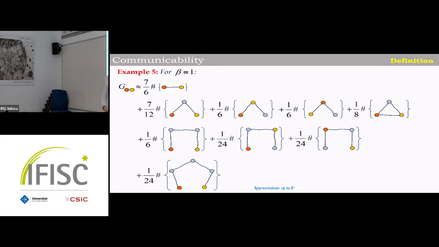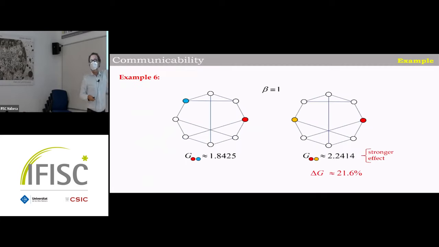I have made a truncation here to the A to the power 4, but if you continue, what you are going to realize is that you are counting the participation of these two nodes in all the subgraphs that exist in the graph, giving more weight to the shorter ones than to the longer ones. Then immediately we can answer our original question, and we can say that this particular pair of nodes is more communicated than this particular pair of nodes. I am taking here the parameter beta equal to 1.